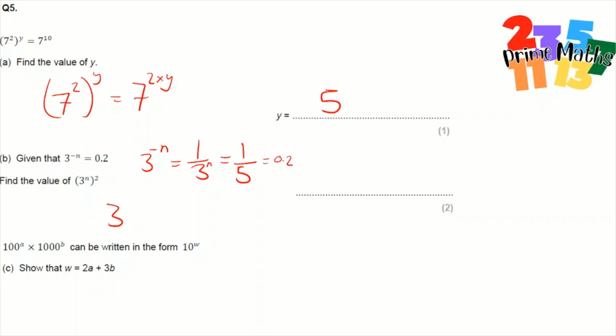This means we know that 3 to the power of n must be equal to 5 if we compare these two. The question wants the value of 3 to the power of n squared, which is the same as asking for the value of 5 squared, and this is 25.